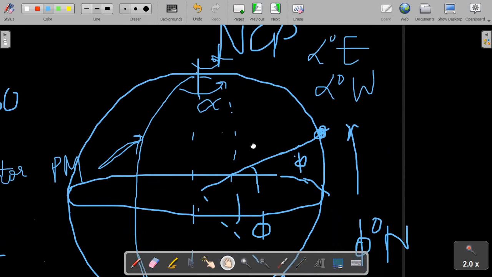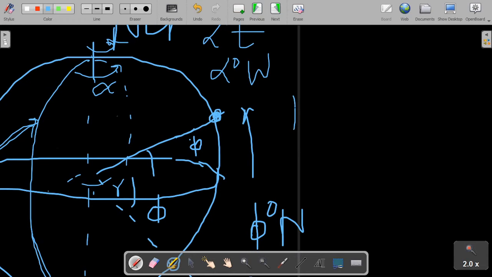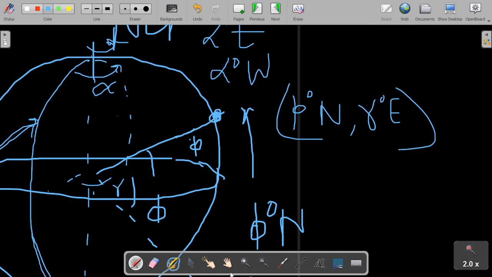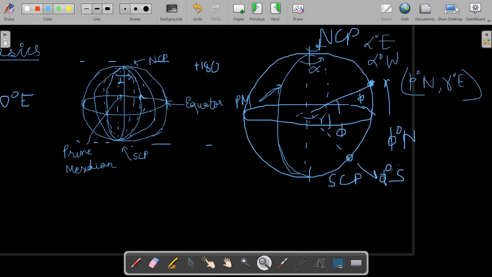So, suppose the angle of the meridian of this observer was gamma. Then the coordinates of this observer would just be phi degrees north, gamma degrees east. Yep, that's it. Okay, so that's it for the basics.